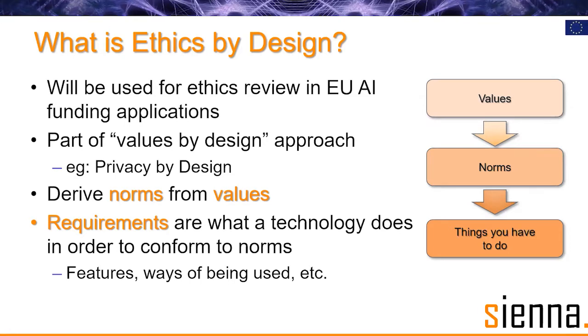What we've created is a system by which we've taken values, we've turned them into requirements. That's something that a technology must do if it is going to embody the norms and the values that we've laid down. So this is not just in terms of what the machinery, if you like, or the technology should be able to do, its features, its functions, but it also affects the way in which it's used. And one of the things that's become apparent is that how you actually build a piece of technology can have a dramatic impact on its ethical outcomes.